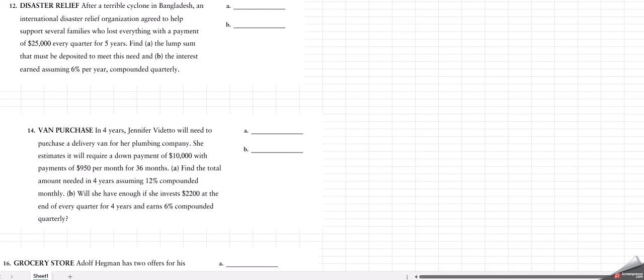Okay, this video is going to walk through Chapter 11, finishing up our annuities using our time value of money keys, and then getting into the bonds and the stock tables.